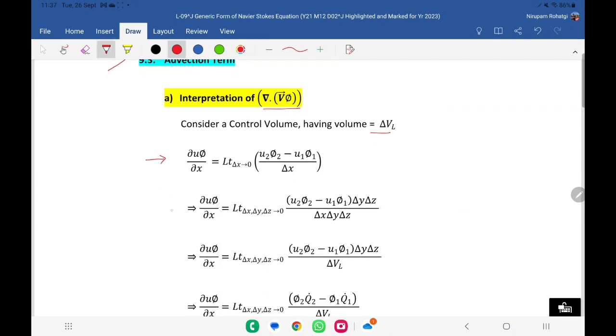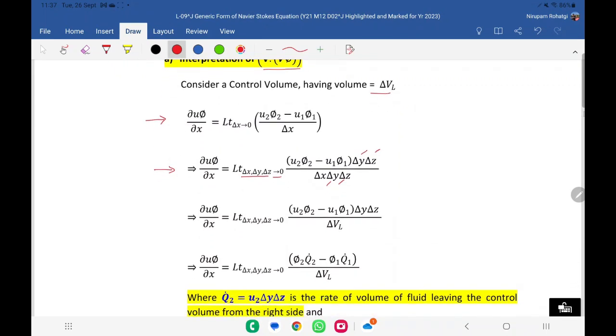So you can always write it like this: del u phi by del x will be equal to, you multiply this whole thing by del y del z, and divide by del y del z. Okay. So u2 phi 2 minus u1 phi 1. Only thing you have done is del x, del y, del z are approaching 0. Now you have converted this same equation into delta VL.